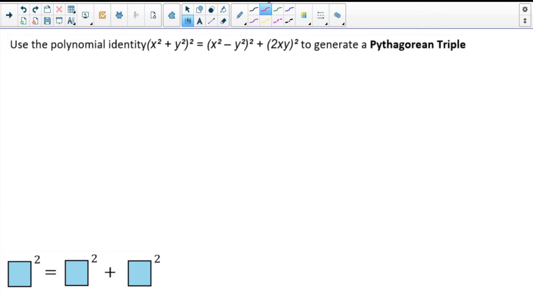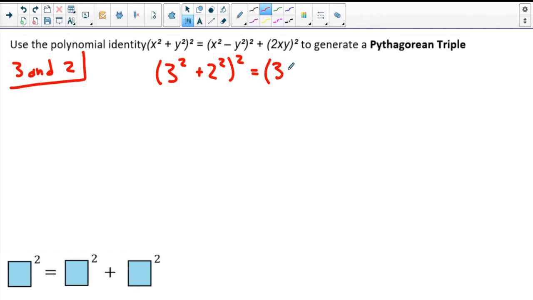So let's try the same thing again, but with 2 different numbers. For the last one, we used 2 and 1. For this one, let's switch that out for 3 and 2. So we're using 2 again, but we're going to make the y the 2 this time. So plugging these in, 3 for x is going to be 3 squared plus 2 squared, squared. That's going to equal 3 squared minus 2 squared, squared, and then plus 2 times 3 times 2, squared. All right, so let's go ahead and simplify this and see what our triple is going to be.